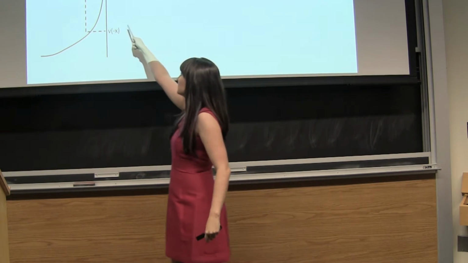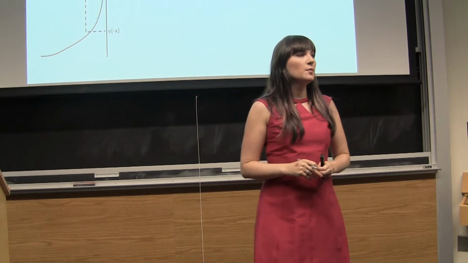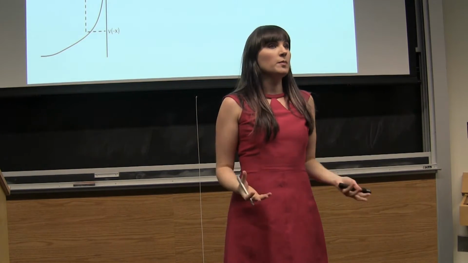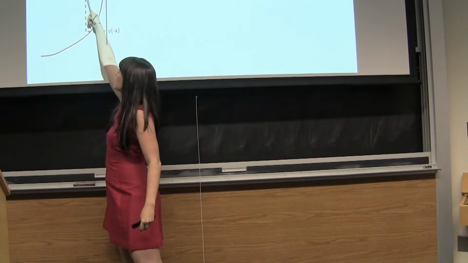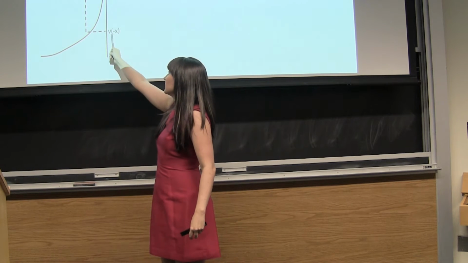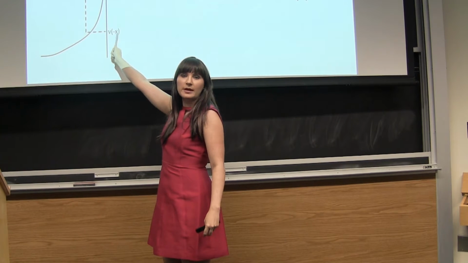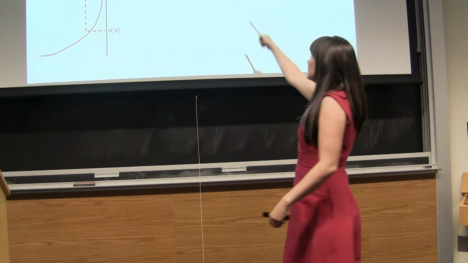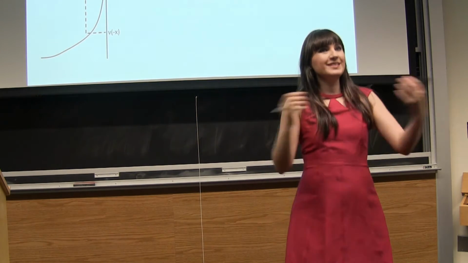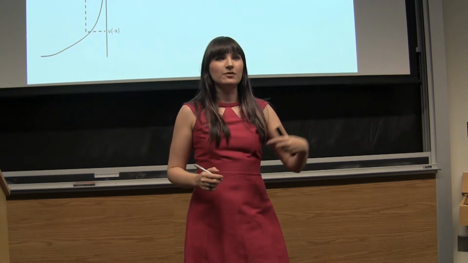But this value function implies something very different. If we were to say, how much would you have to be compensated to give up a puppy that you currently have? Giving up a puppy would be our minus X. You would need to be compensated with something that is the negative value of negative X. Right? Because you would have to be compensated with something with a positive value. So we can think about that in our willingness to pay to get something versus our willingness to accept to get rid of something.